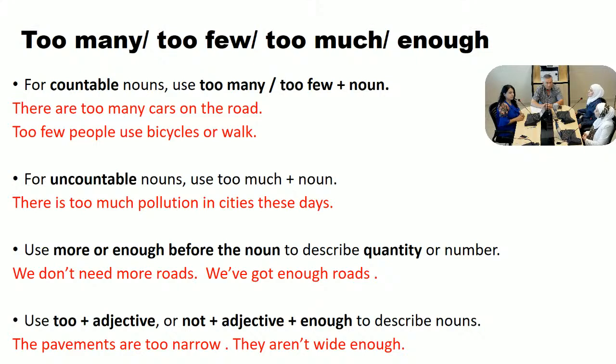And as for more or enough before the noun, to describe the quantity or numbers, we say we don't need more roads. We have got enough roads. And we use too plus adjective. We take them in the book in contrast between too plus adjective to give a negative meaning. And we can express the same meaning but with adjective plus enough.